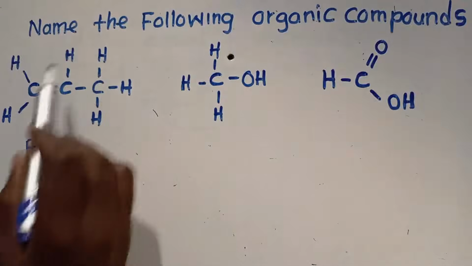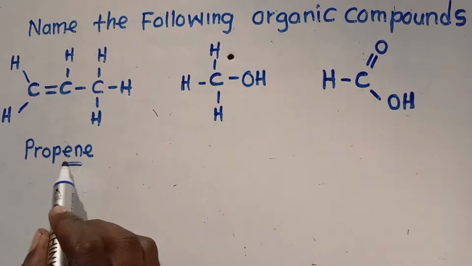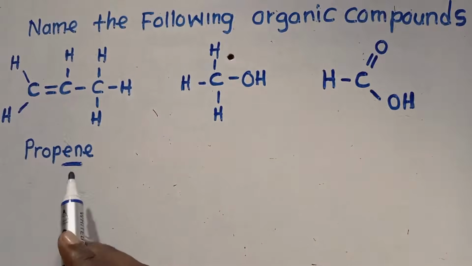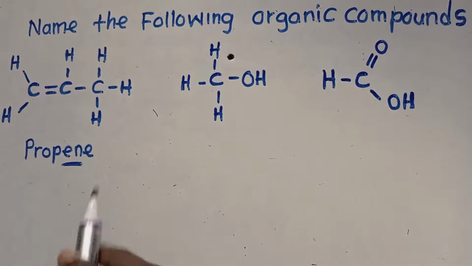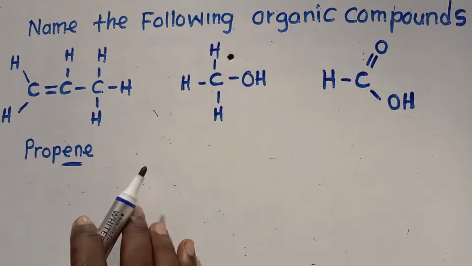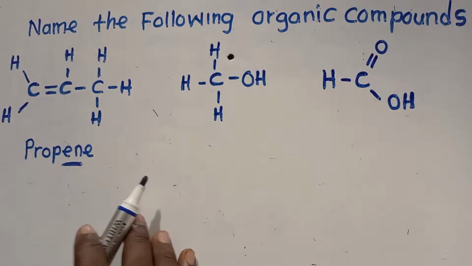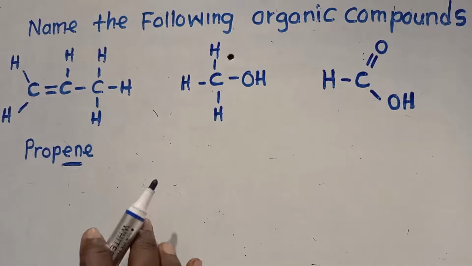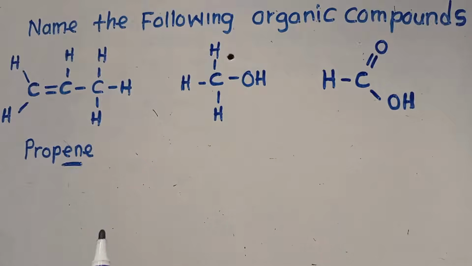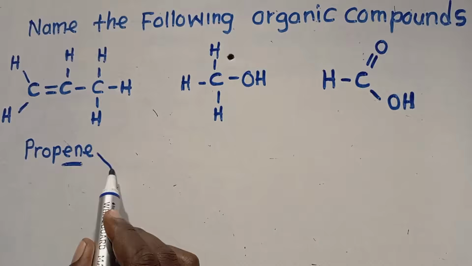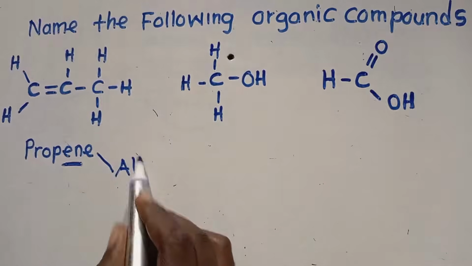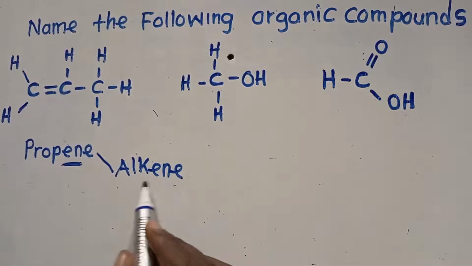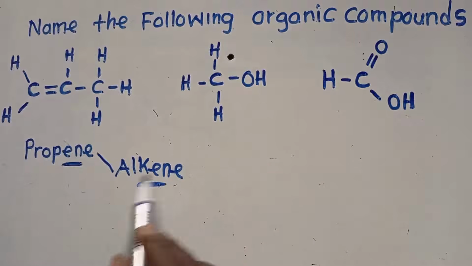The name of this compound that you are able to see here is called propene. How did I know that this is propene? There is something that you need to understand. There is what we call the homologous series. This is a series that tells us which group a specific organic compound belongs to. So now you discover that propene belongs to a certain family under the homologous series called alkenes.